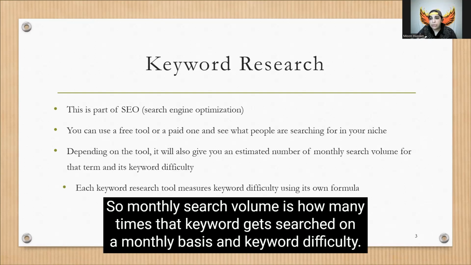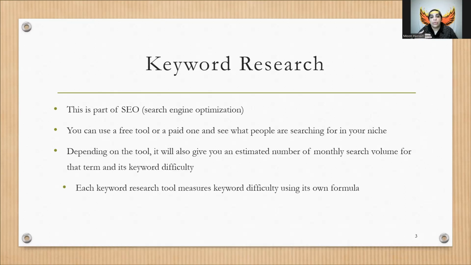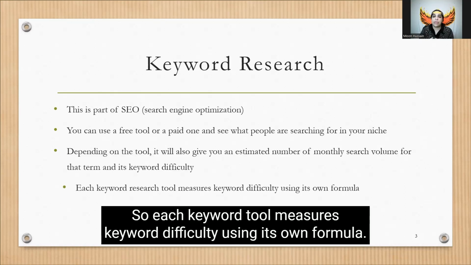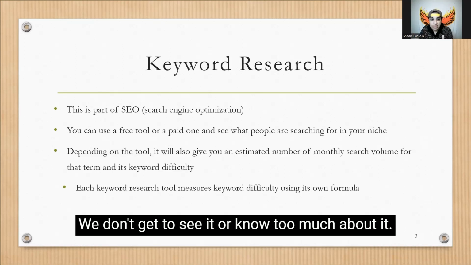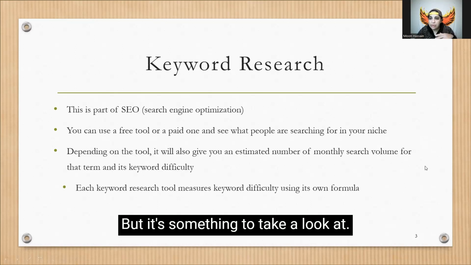Monthly search volume is how many times that keyword gets searched on a monthly basis. And keyword difficulty, each keyword tool measures keyword difficulty using its own formula. We don't get to see it or know too much about it, but it's something to take a look at.